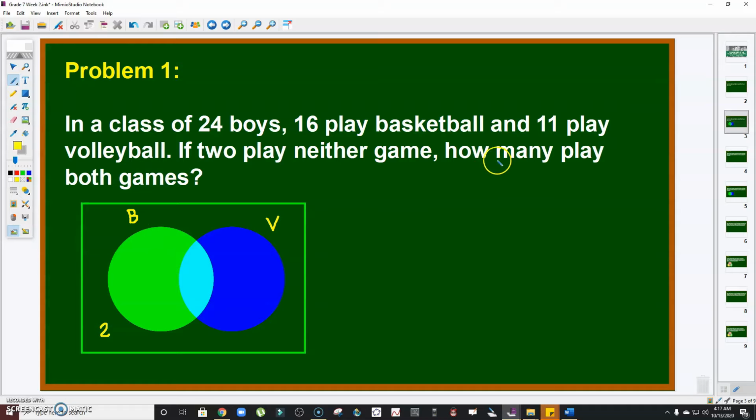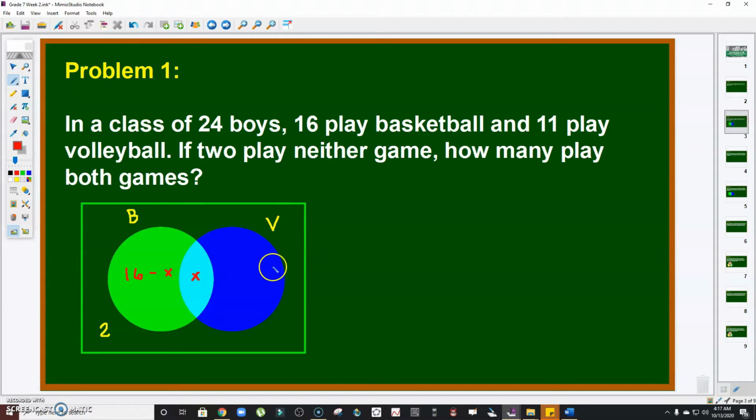See that? Now, the question: how many play both games? The term both refers to the light blue portion. Let me call it X. Now, it says here also 16 play basketball. So that 16 is the combination of the yellow-green portion plus the light blue portion. But since this is X, this one is 16 minus X.